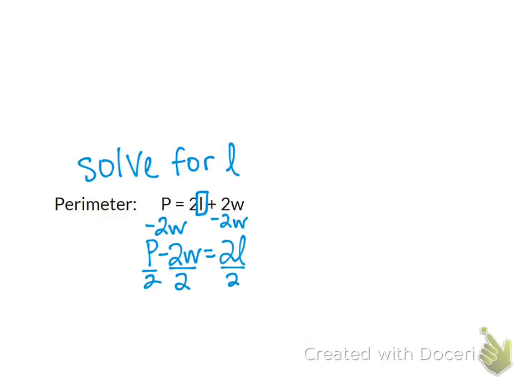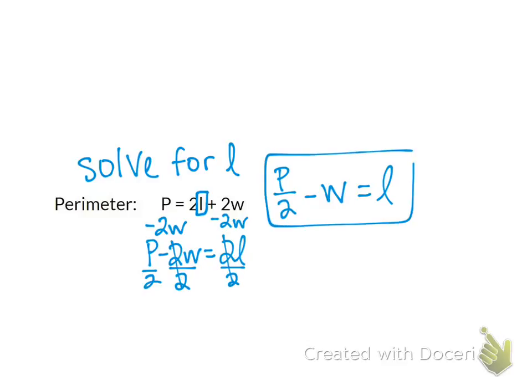When I do that, the P over 2 will not simplify, but 2W over 2 is just a W. Those 2's cancel each other out. And again, by the L, or the length, the 2's cancel out. So then we have length alone. If they're telling you to solve for a variable, it doesn't really matter to me if you get it alone on the left or the right. It just has to be alone.